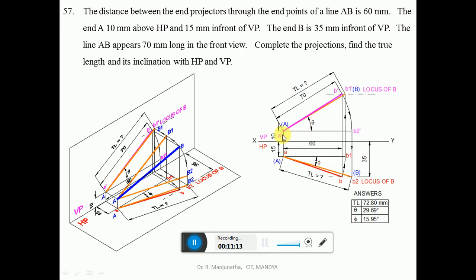Similarly, now you take the front view line of 70 mm. With A dash as center, take the radius A dash B dash and rotate it such that both A dash and B2 dash are above HP by 10 mm, so that it is parallel to HP. Since it is parallel to HP, we get the true length in HP. Then from B2 dash, you draw a vertical projector which cuts the locus of B in the top view, so that you get the point B2, small b2. Then join A and B2 with a line a little thicker than the projector line and mark that inclination with respect to VP as phi.